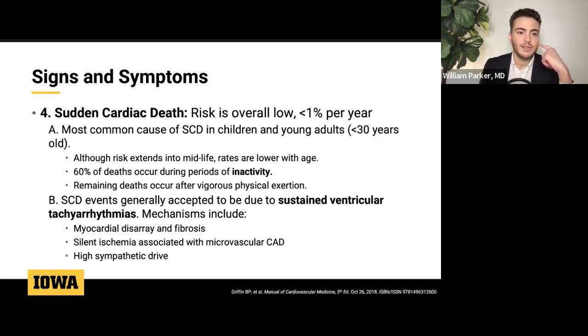Sudden cardiac death events are generally accepted to be due to sustained ventricular tachyarrhythmias. And this is caused by underlying myocardial disarray, fibrosis, silent ischemia associated with their microvascular coronary artery disease, and transiently really high sympathetic drive. When you obstruct and acutely drop your blood pressures, you get a sympathetic surge.